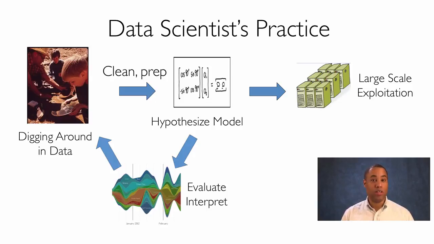They then evaluate and interpret the results of that model, and oftentimes you don't get what you expected, and so you have to go back and collect more data and repeat this cycle of cleaning, preparing that data, hypothesizing a new model, or maybe a hybrid of your old and new or some composite model, and then evaluate and interpret the results from that, and then repeat and repeat and repeat until finally you have a model that you think gives you interesting, statistically significant results. And then you want to run that model at massive scale. And so this is where large-scale exploitation comes into play.